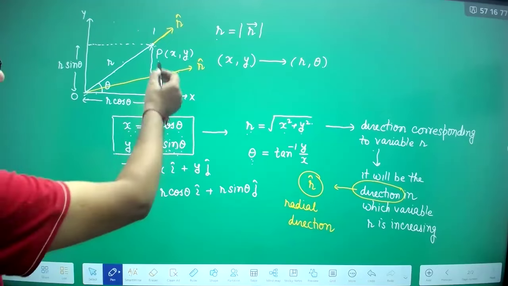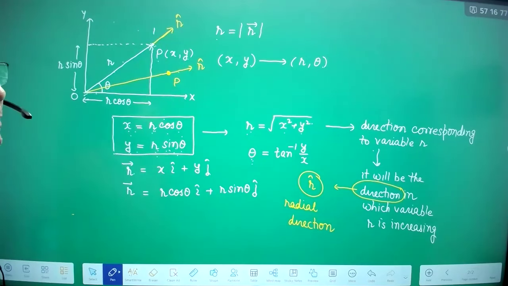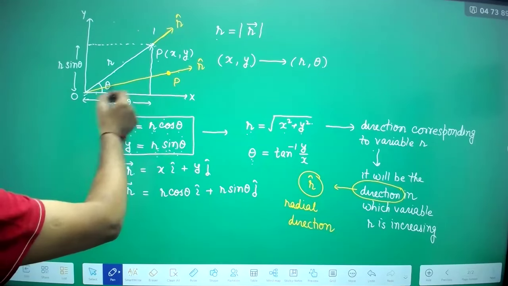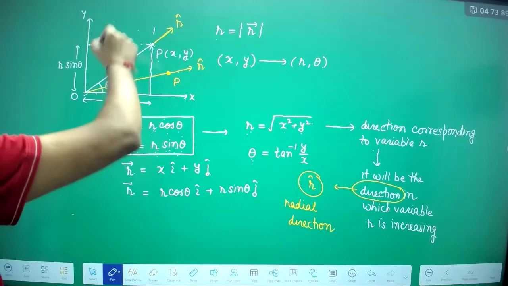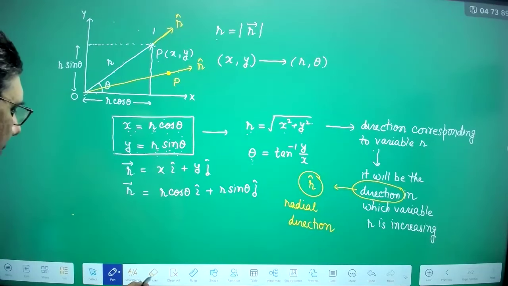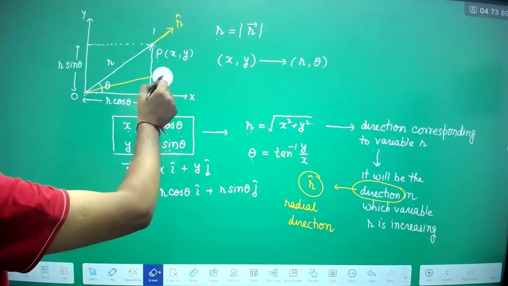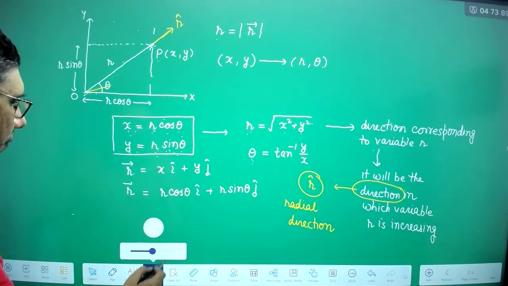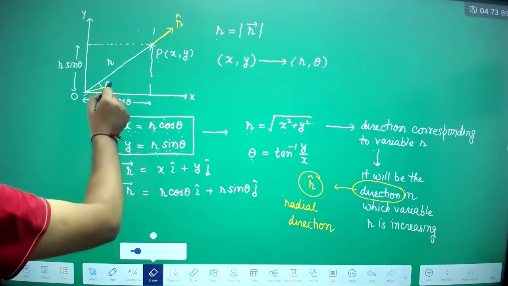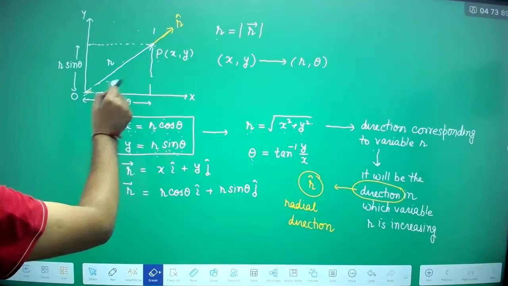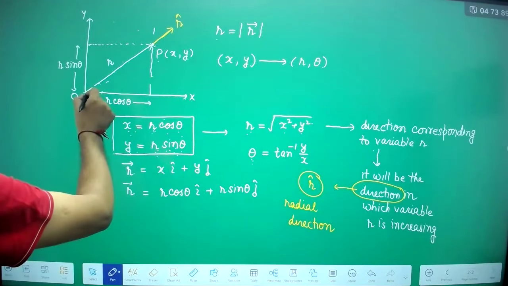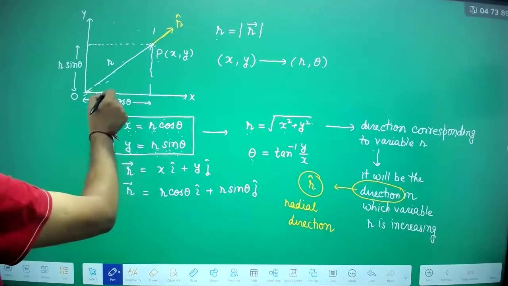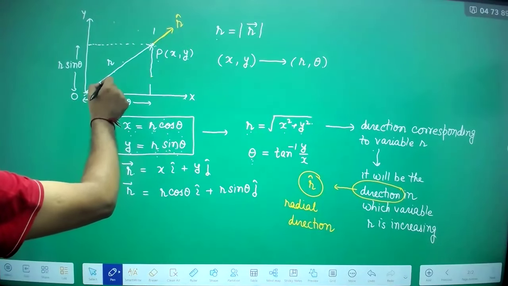Now, if you look at this r cap vector, it doesn't have any meaning if you are not defining it, because this r cap may be here, may be here, may be here. It is not going to have any meaning unless you define this theta. If you do not define this theta, then automatically this doesn't have any meaning. So first you have to define this theta.